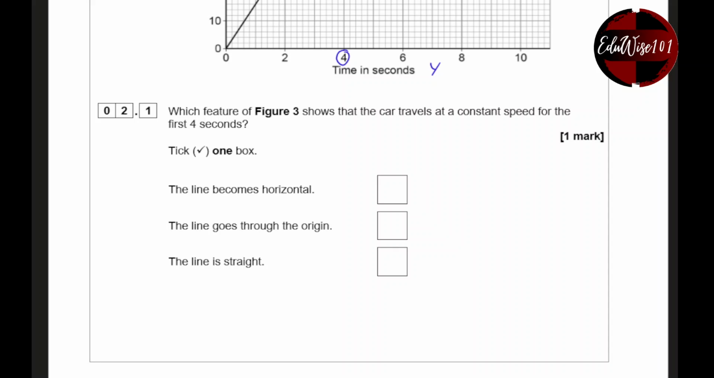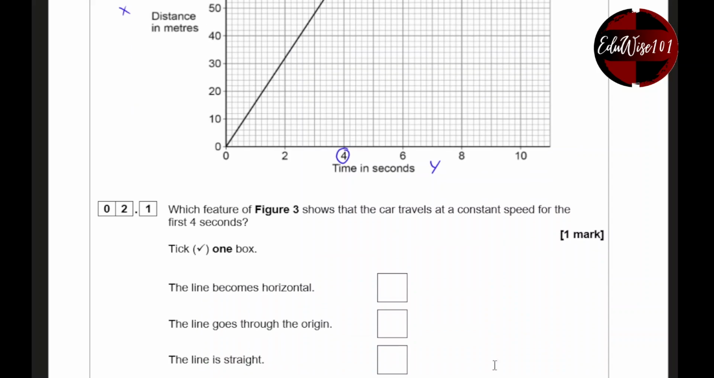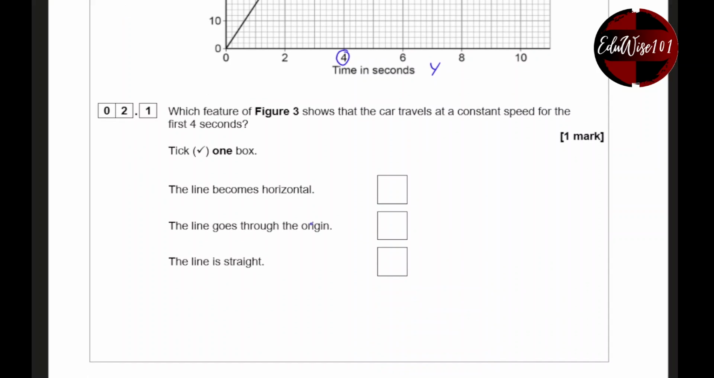Which feature of figure 3 shows that the car travels at a constant speed for the first 4 seconds? In the first 4 seconds, before the brakes are applied here, what part of the graph shows that it's traveling at a constant speed? Well, as you can see, that is a straight line, but it's not a flat line. The line does not become horizontal in the first 4 seconds. Horizontal means it's a flat line, right? The line goes through the origin. Origin means it's going through 0, like here. Now, the line is straight. That is the correct answer.